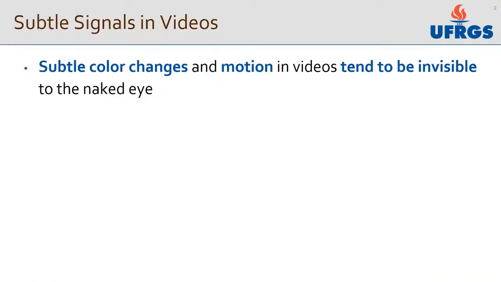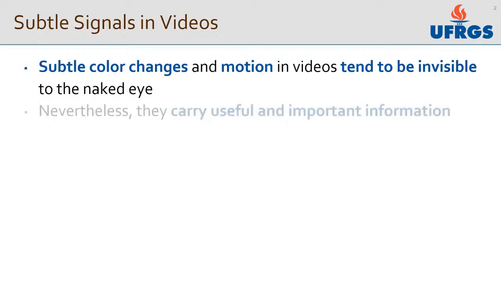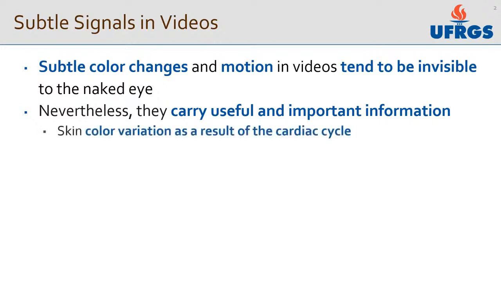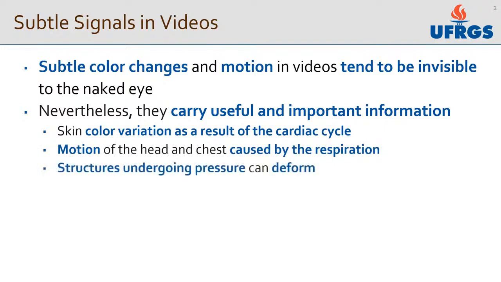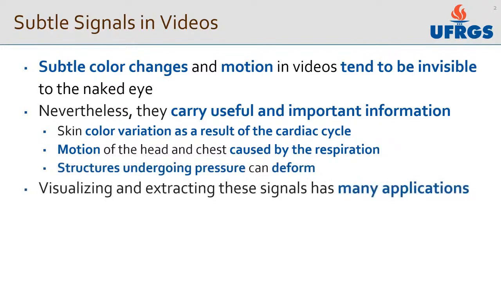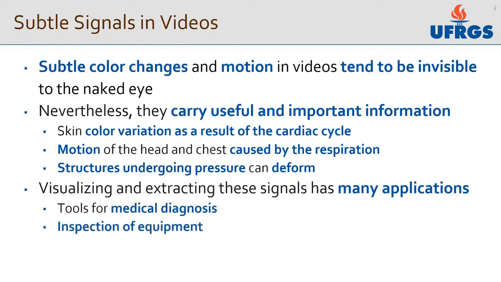Subtle color and motion variations in videos are usually invisible to the naked eye. They nevertheless carry useful and important information. For instance, there are skin color variations resulting from the cardiac cycle. The chest and the head move when someone is breathing, and structures undergoing pressure can deform. Visualizing and extracting these signals has therefore multiple applications, from tools for medical diagnosis to applications in industrial equipment inspection.